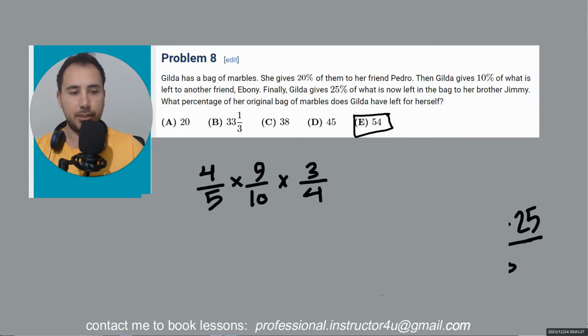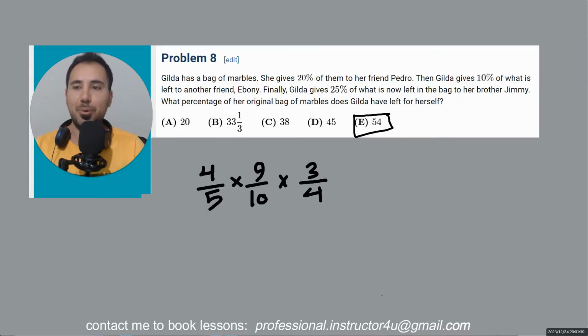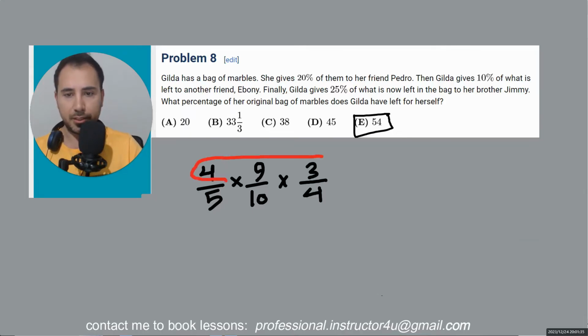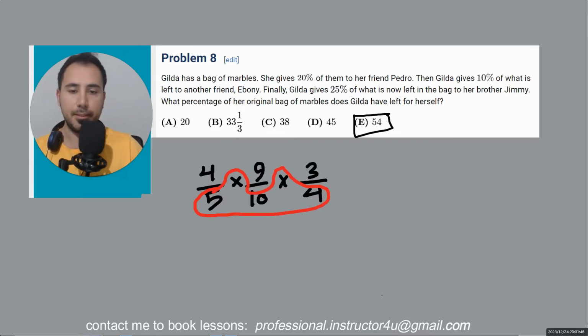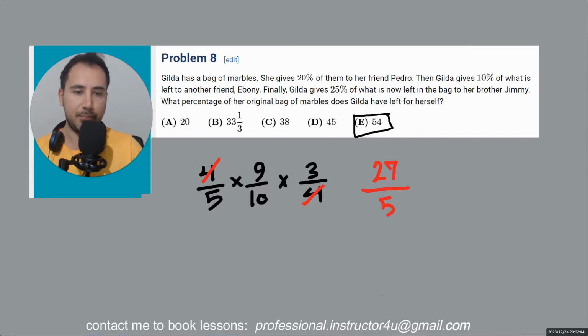Okay. Now let's go. So all you have to do is just multiply these numbers together. Okay, when we multiply, remember, all the numerators are multiplied together: 4 times 9 times 3. All the denominators are multiplied together. Okay, so that means this number will cancel this number. So there is nothing else that could be simplified. So now let's multiply these two. 9 times 3, 27. 5 times 10, 50.